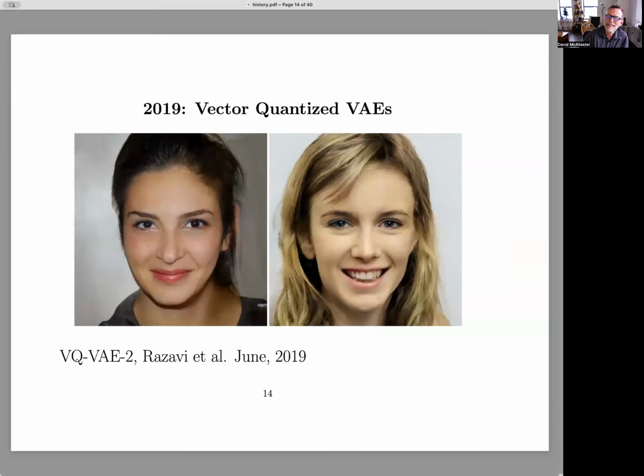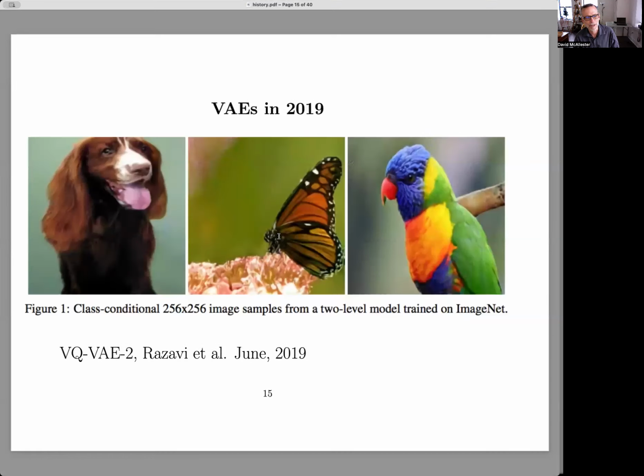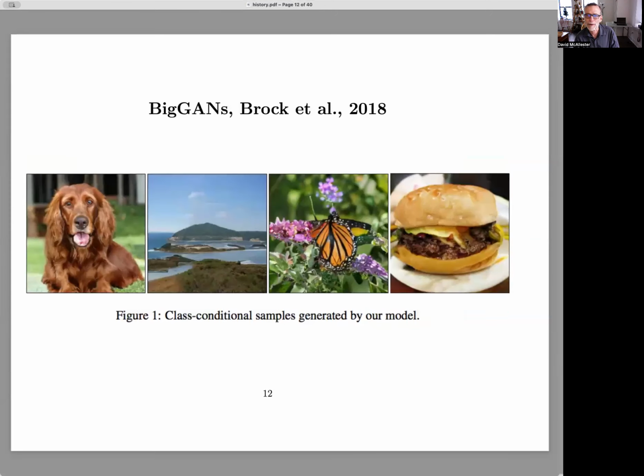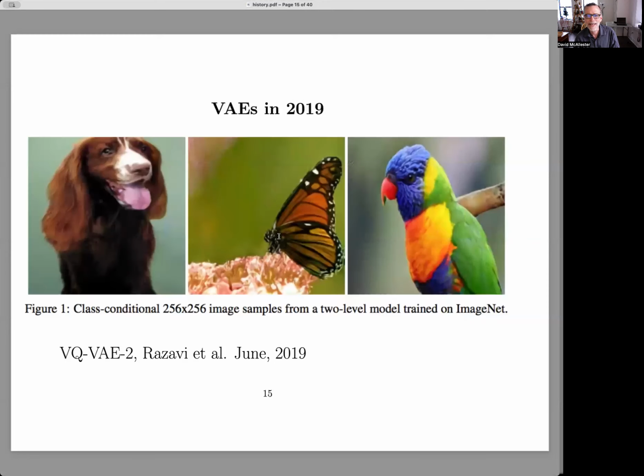But then in 2019, suddenly VAEs got a huge advance. So these are VAE faces. These are people that do not exist, generated by variational autoencoders. So this made me very happy because I always liked variational autoencoders. These are images, class conditional images from 2019. They're very different from the class conditional images that are generated by GANs. These are GANs. These are VAEs. Note that in the VAEs, the background is kind of matte. So this is interesting differences, but the subject is very good.